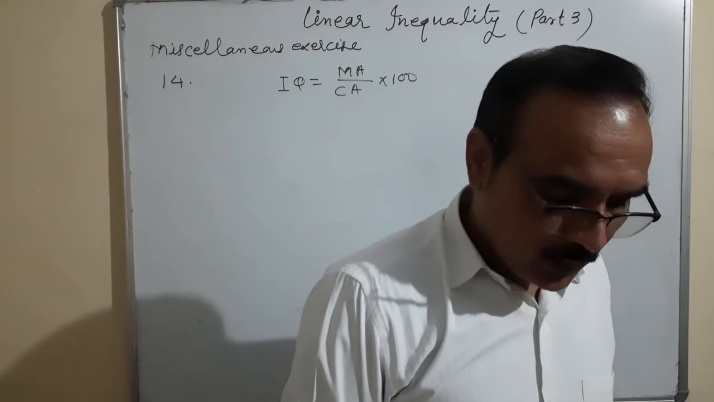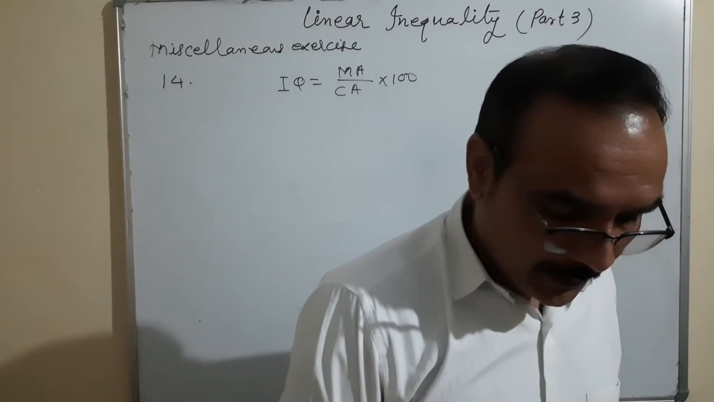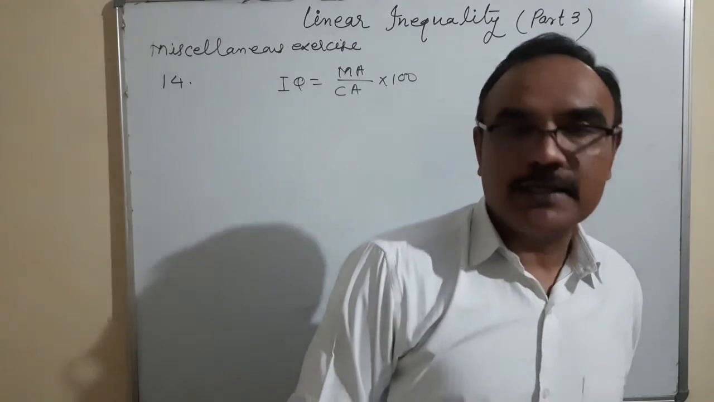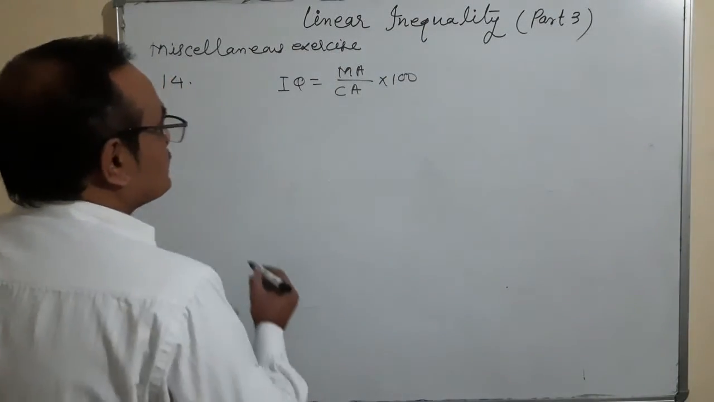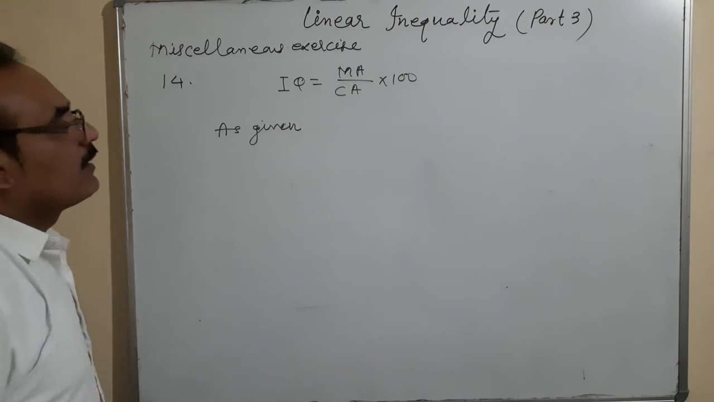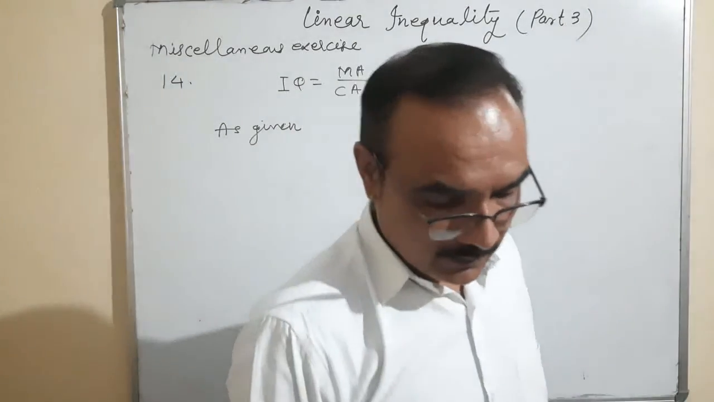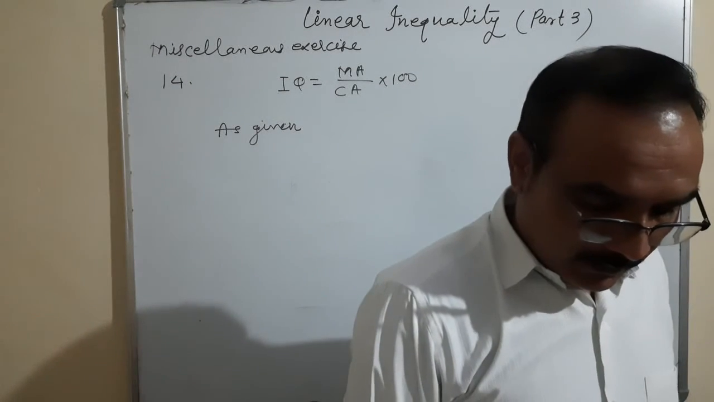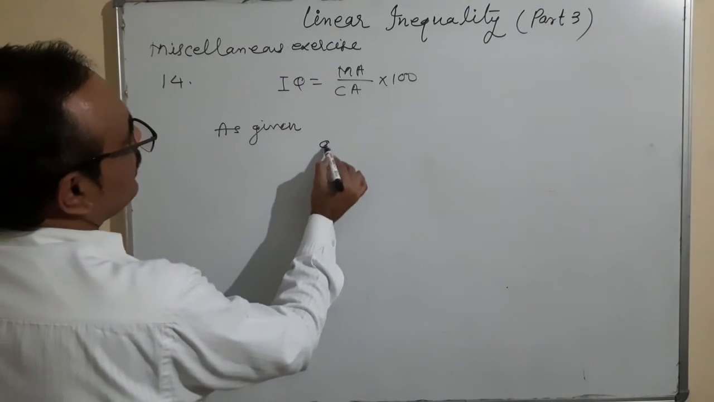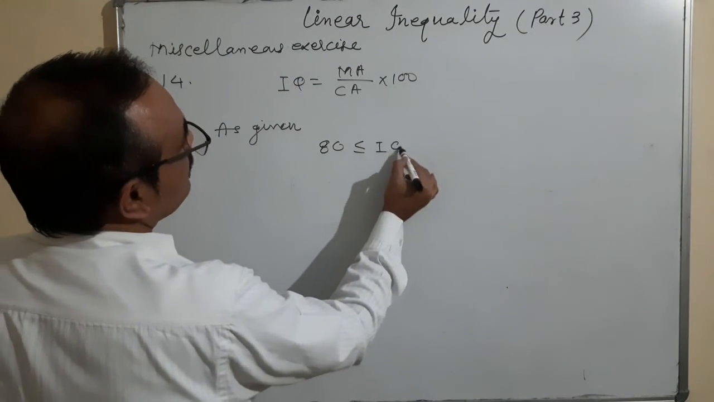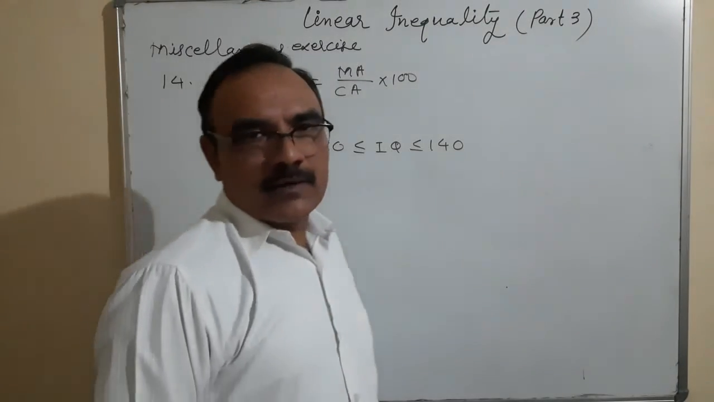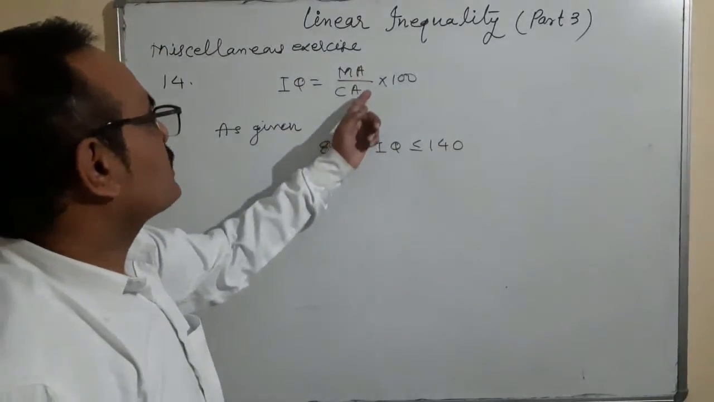If 80 is less or equal to IQ is less or equal to 140 for a group of 12 years old children, find the range of their mental age. Okay. So as given, 80 is less or equal to IQ is less or equal to 140. It is given, and IQ is equal to MA upon CA multiplied by 100.